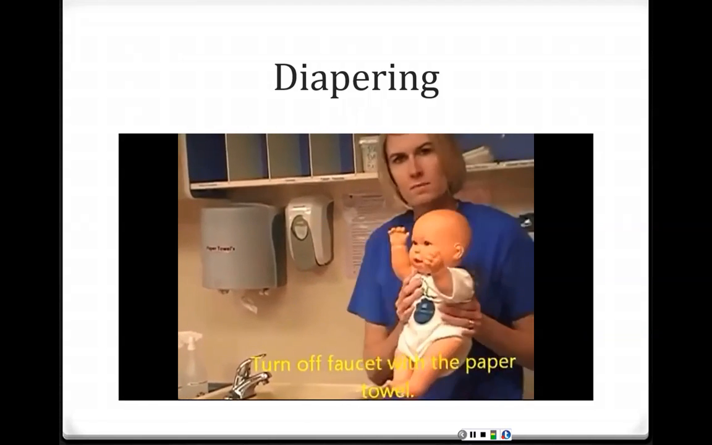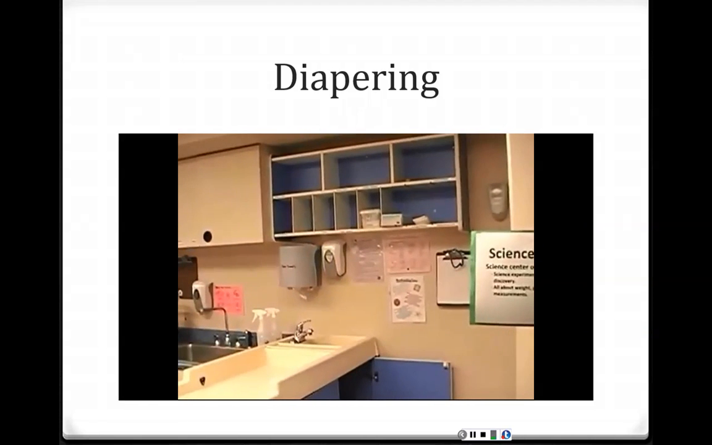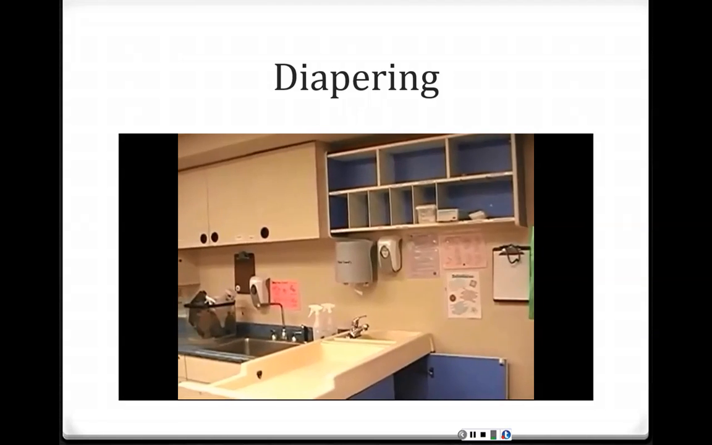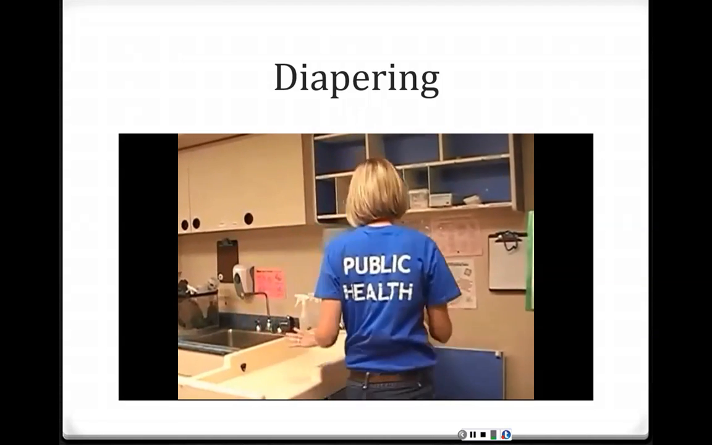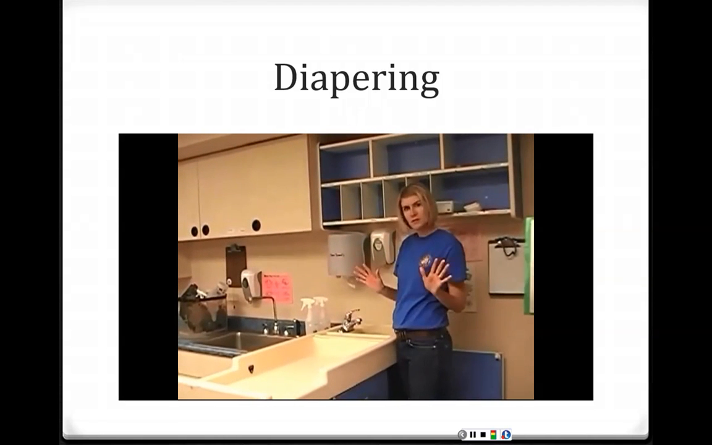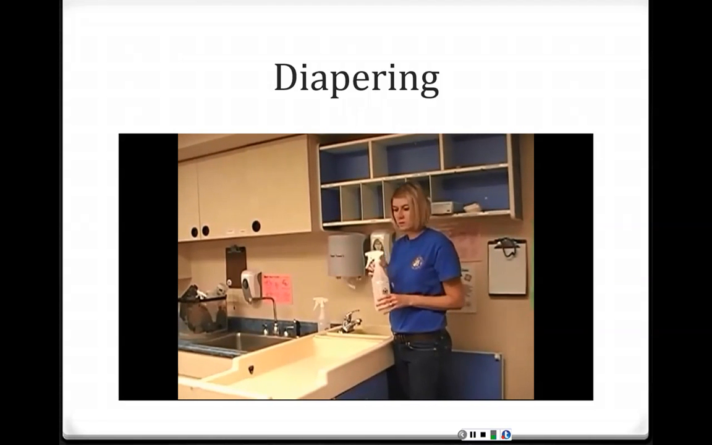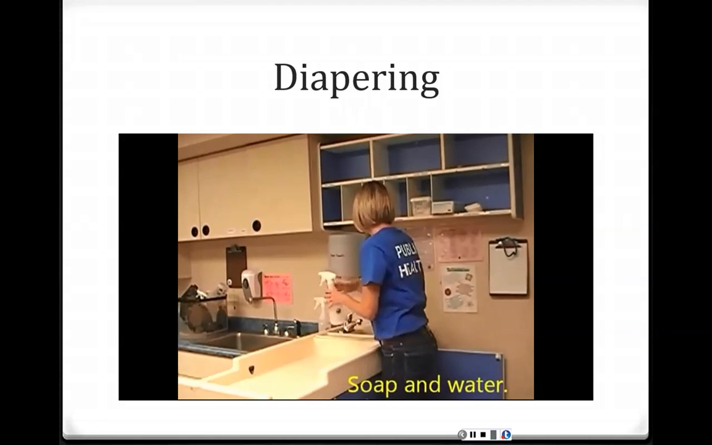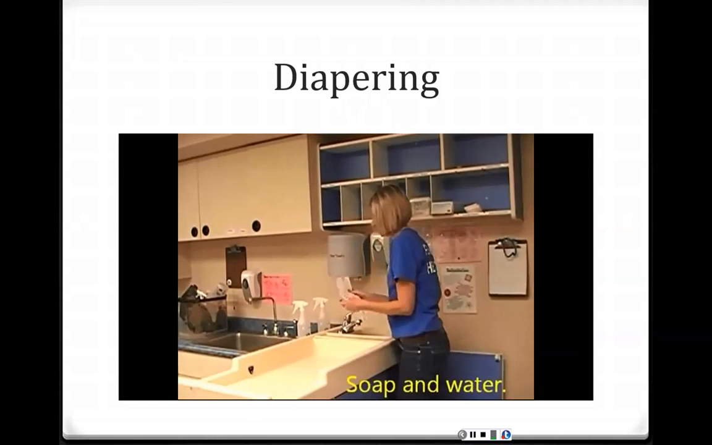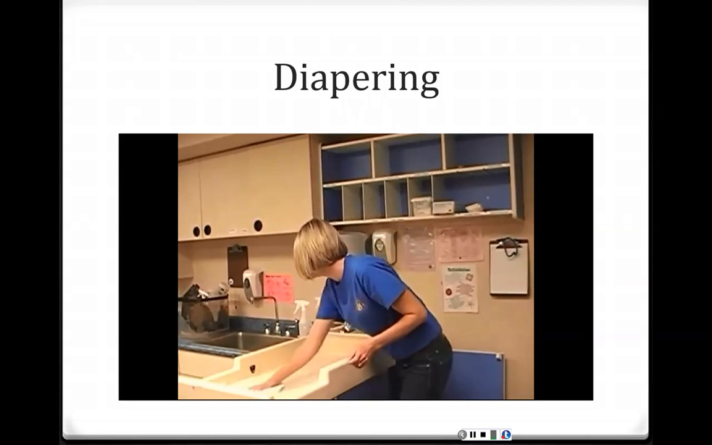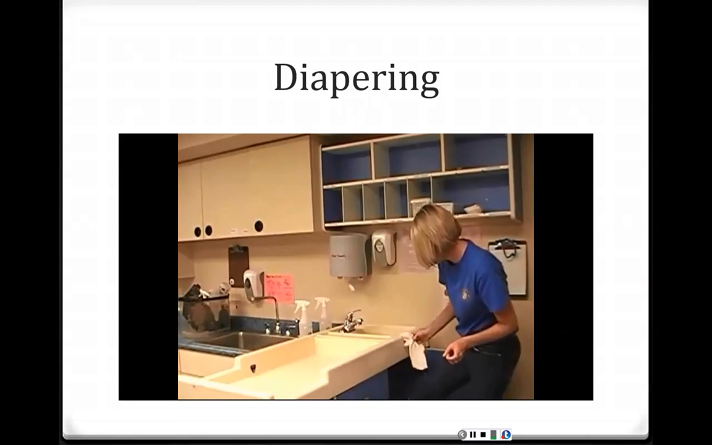Then I'm going to put my child back in the play area, and I need to come immediately back to my table because my hands are still dirty and I need to clean. I start to clean the surface with soap and water first. I'll apply that to the surface and wipe it down. Throw that into the trash can.